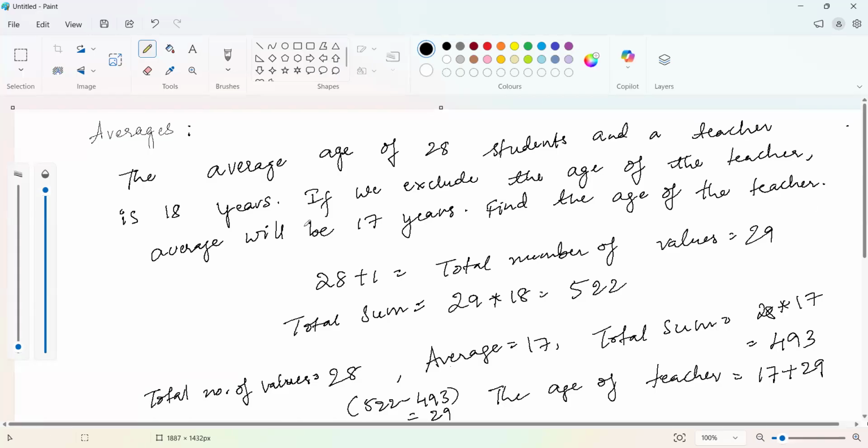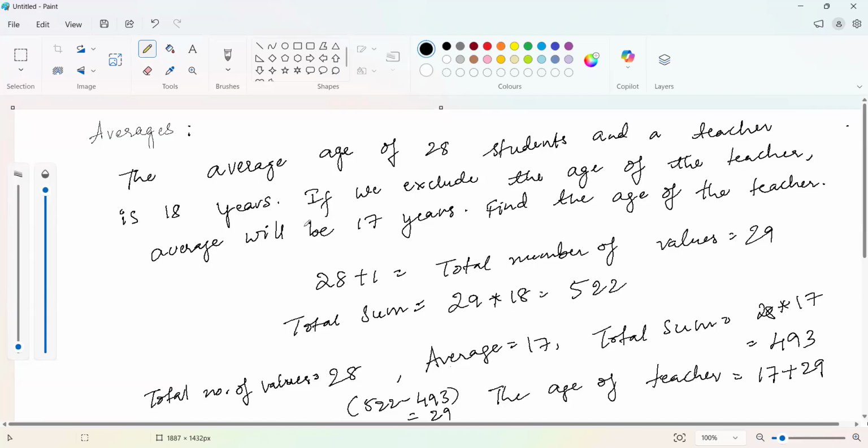Because the value is 29, each of them will get an increase of 1. Correct? There are totally 29 values, and the age is increased by 29. So when you take the average, all of them will get an increase by 1. 17 will become 18. Correct? So that is the answer.